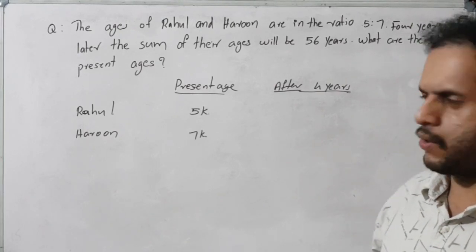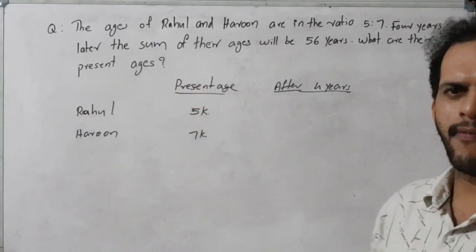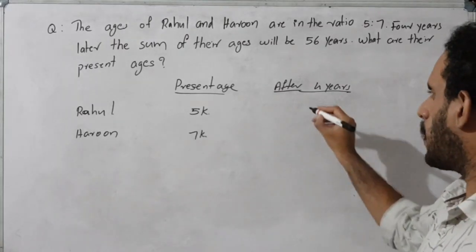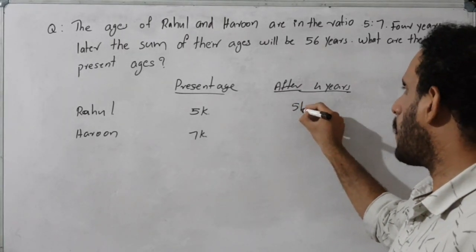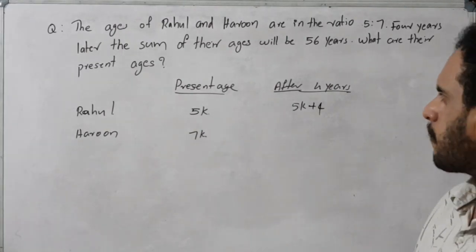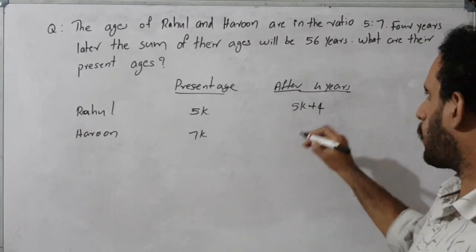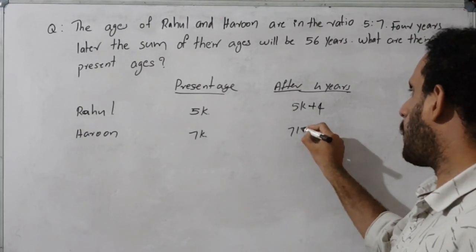4 years will be added. So now the age of Rahul is 5k. So after 4 years, what is the age of Rahul? The age of Rahul is 5k plus 4. Then what is the age after 4 years? Harun's age after 4 years is 7k plus 4.